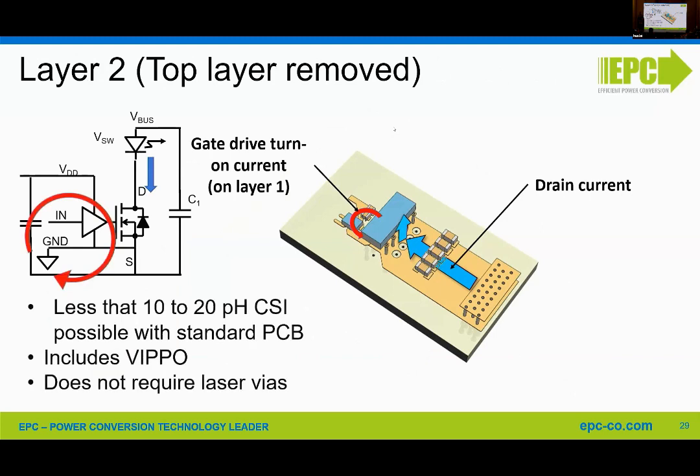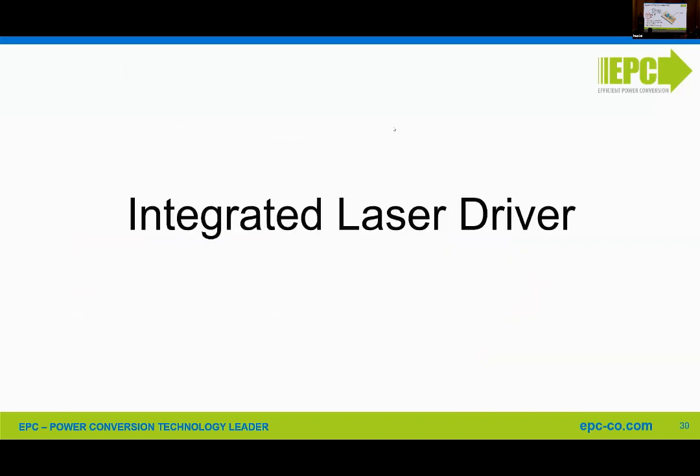Okay, so with this layout, we're able to get in the 10 to 20 picohenries of common source inductance on a standard PCB. So you don't need an expensive PCB. We do use via in pad to be able to keep the inductance of the vias very low, but we don't need laser vias. We don't need really special vias. So it is a very cost-effective manufacturing system.